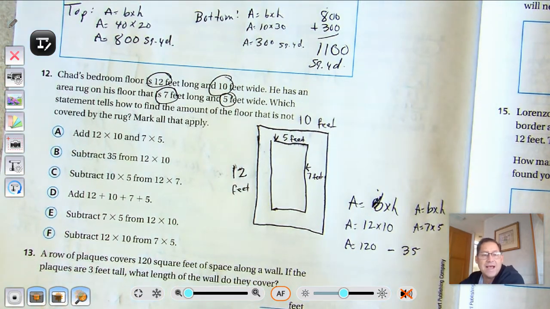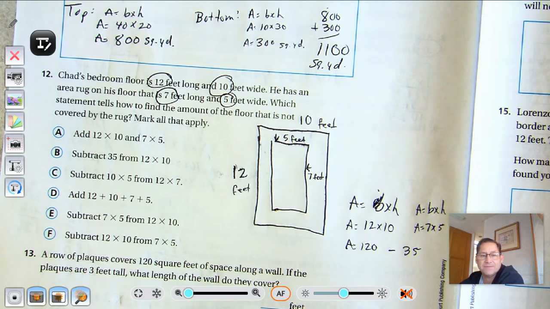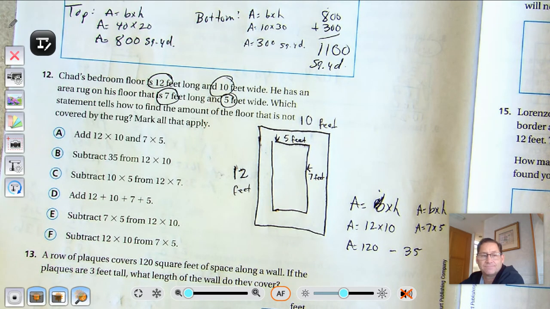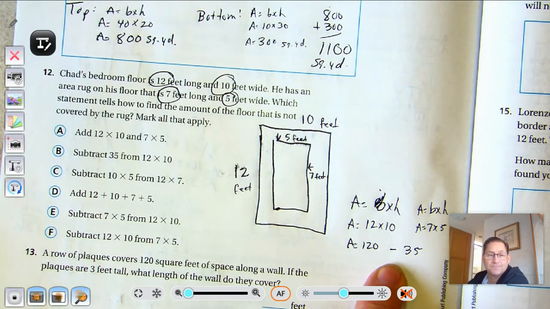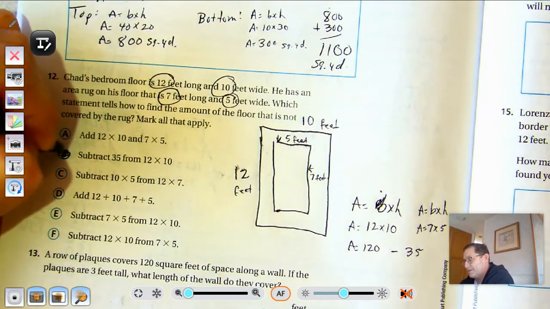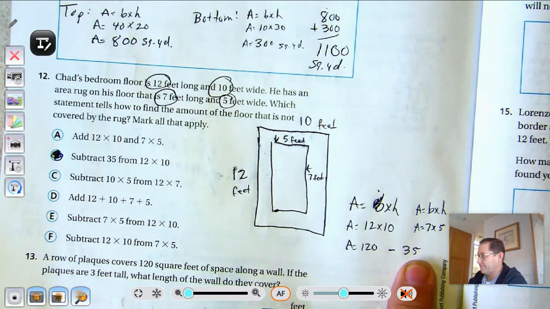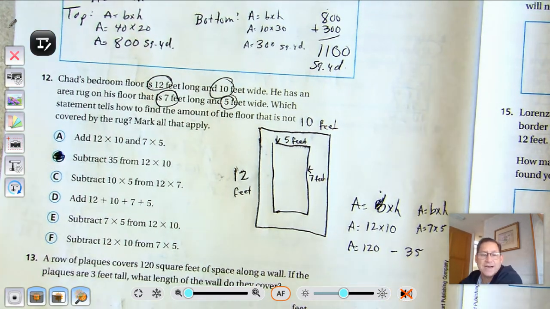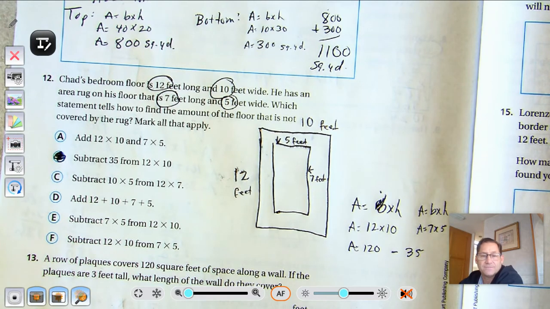Okay, so add 12 times 10 and 7 times 5. No, I didn't add 12 times 10 and 7 times 5. I subtracted them. Subtract 35 from 12 times 10. Yes. Subtract 35 from 12 times 10. 12 times 10 is 120. Subtract 10 times 5 from 12 times 7.